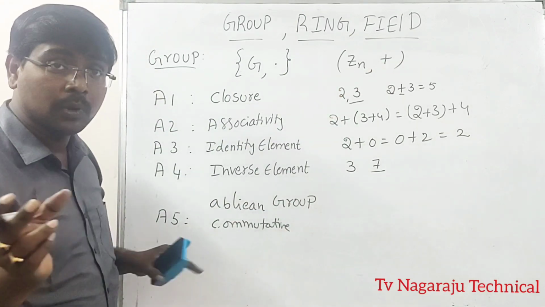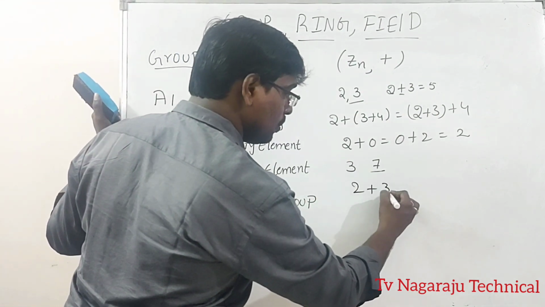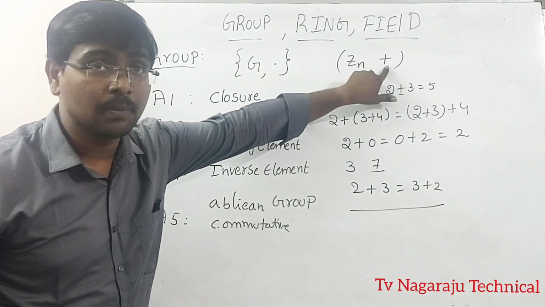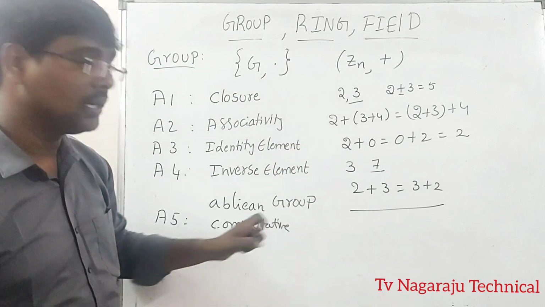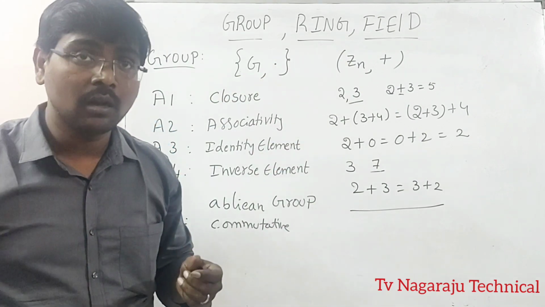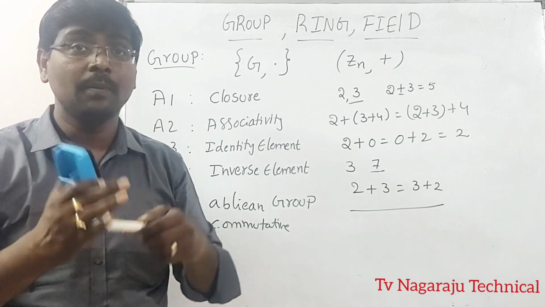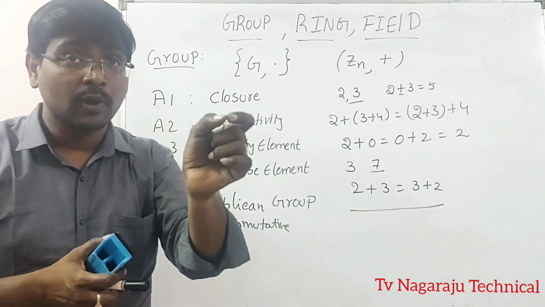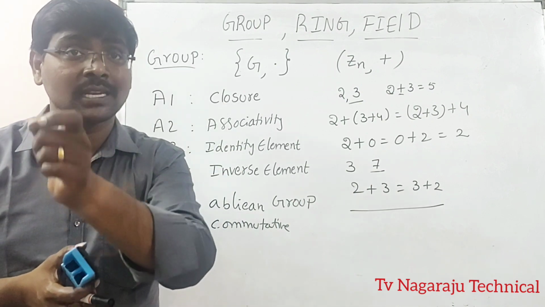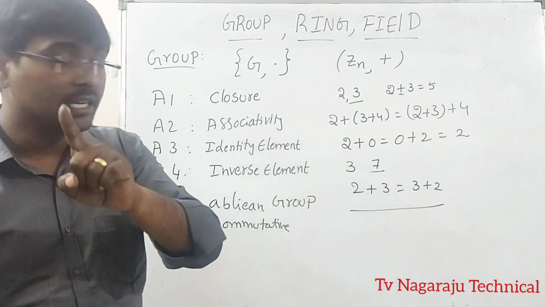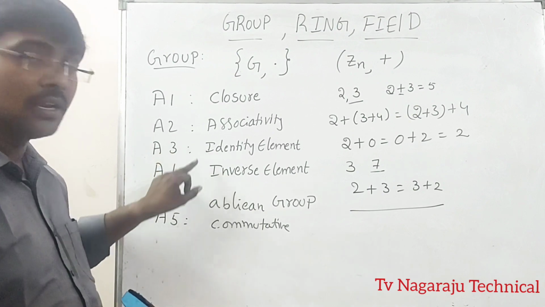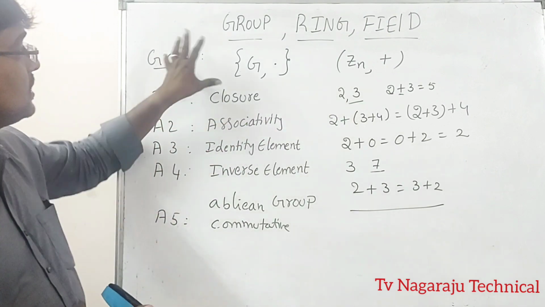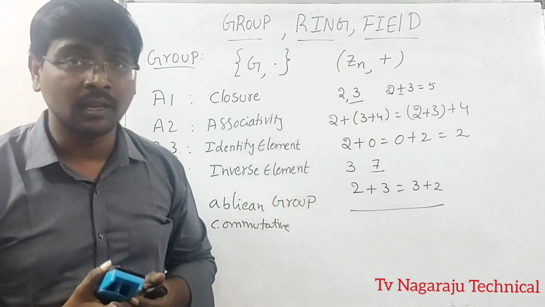Now, abelian group, commutative. So, commutative means 2 plus 3 is equal to 3 plus 2. So, I think Zn with plus is a group, and also it is an abelian group. But not all operations are abelian. For example, matrix multiplication is not commutative. Why? Because A into B is not equal to B into A. So matrix multiplication has only closure, associativity, identity, inverse, but not commutative. Next I will move to ring.